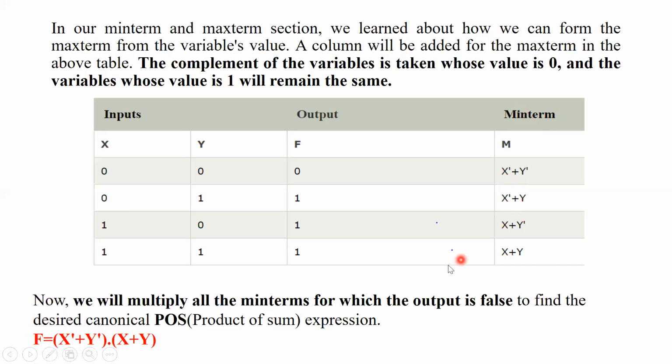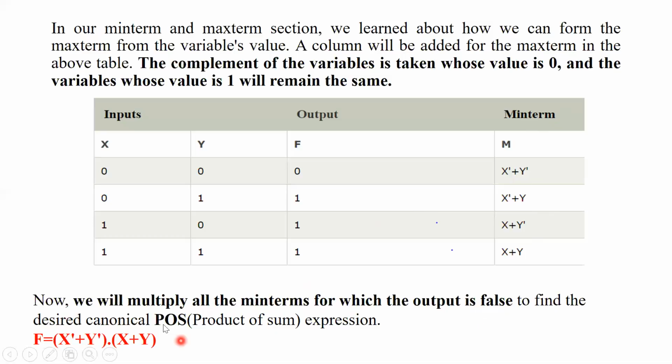Okay. Now, how do I write the expression? So we will multiply all the Maxterms. Here the Maxterm will come for which the output is false. See, this is reversed. There, all the outputs which were true were taken in the minterm expression. Here it is totally reversed. We will multiply all the Maxterms, only for this one. This is a Maxterm here and a Maxterm here, for which the output is false. This is very, very important.